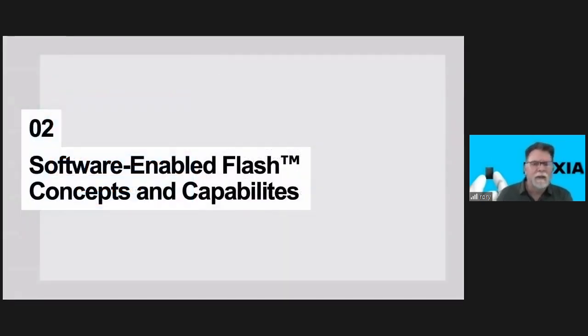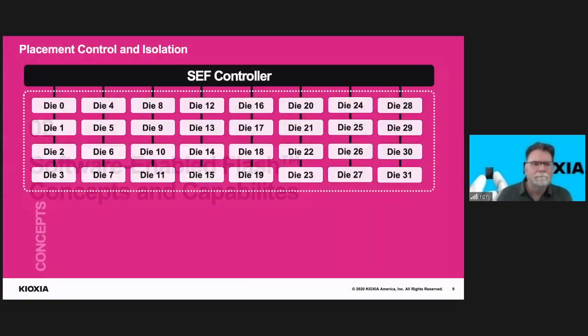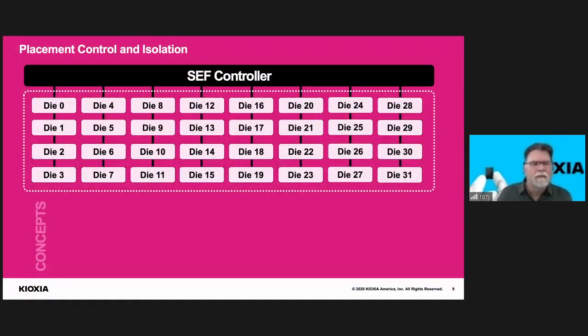Now I will introduce the concept and features of software-enabled Flash that will be necessary to understand the features we provide. This is a depiction of a software-enabled Flash unit. At the top is the actual software-enabled Flash controller. Beneath it, the die are arranged in 4 banks on 8 channels, providing 32 die.